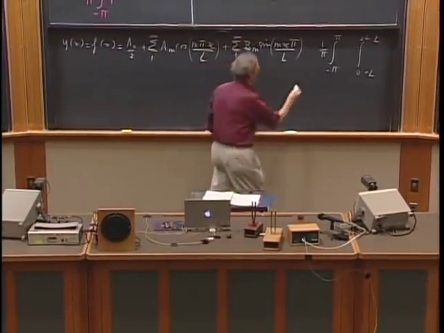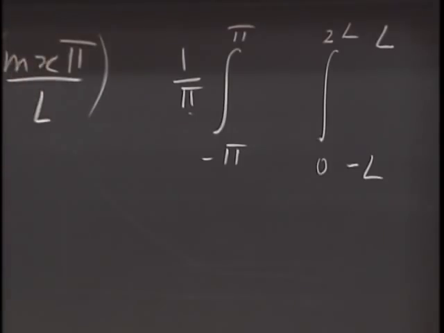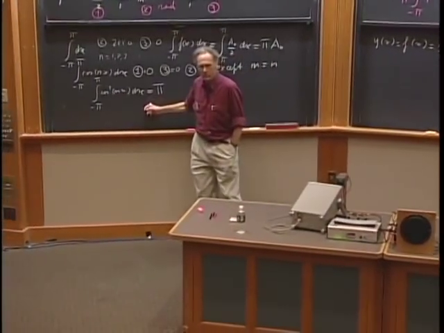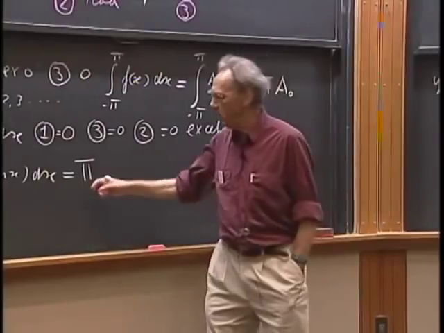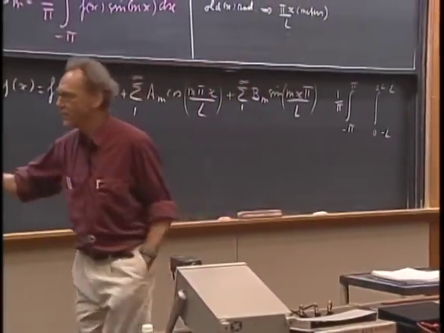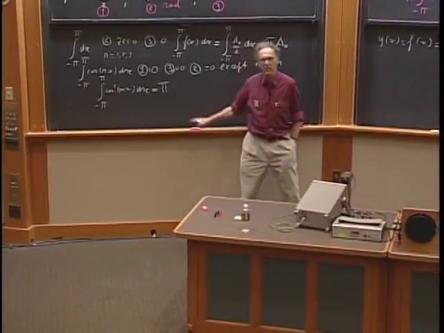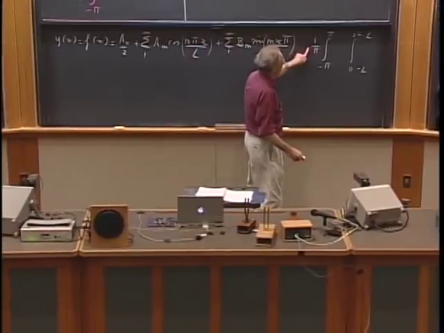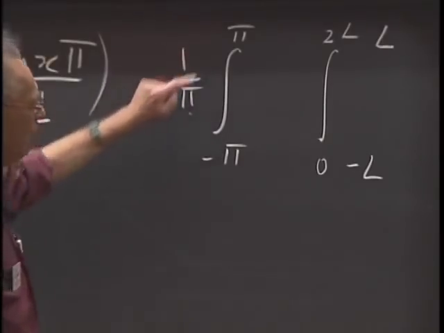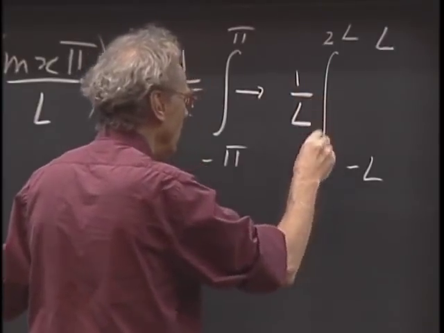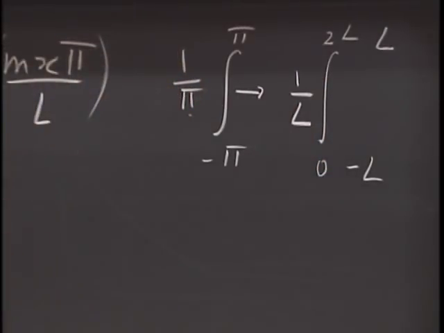But I also have to change this 1 over pi, which we have in front here, because that was the result of this integral. And if you do the integral in R space, you would have found L and not pi. This is half the period. And half the period of our function is L. So this 1 over pi, from minus pi to plus pi, now must be changed into 1 divided by L, integral 0 to 2L.